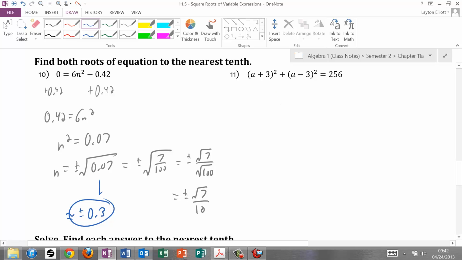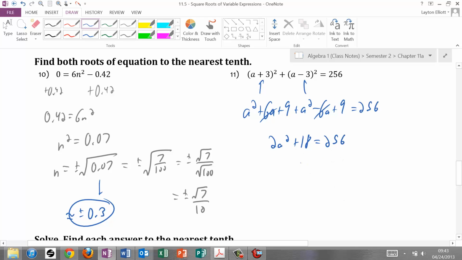For this one, we have stuff being squared, so squaring binomials means foiling. a squared plus 6a plus 9, and this is a squared minus 6a plus 9 equals 256. Simplify the left, the 6a's go. a squared plus a squared is 2a squared. 9 plus 9 is 18 equals 256.